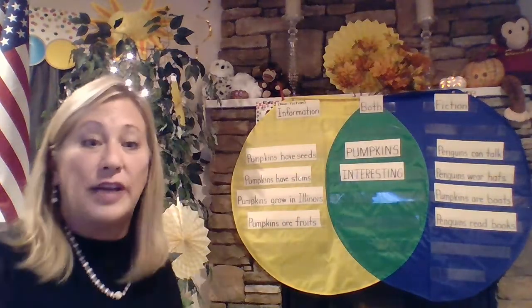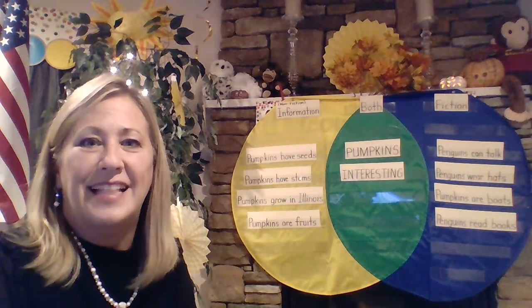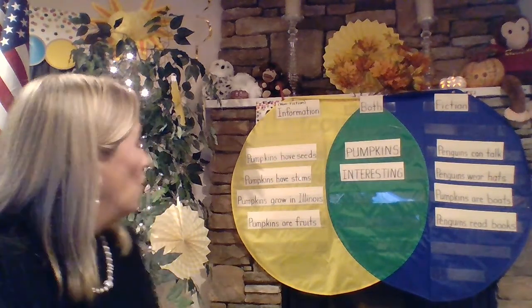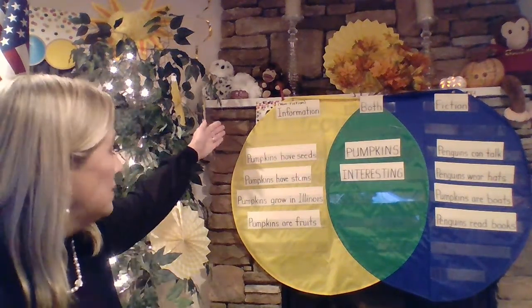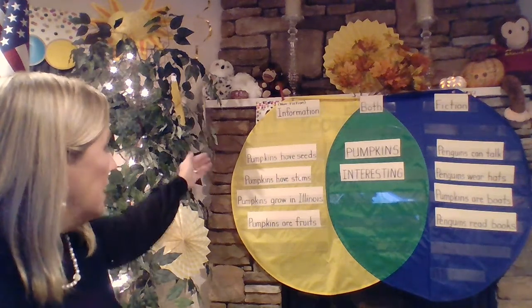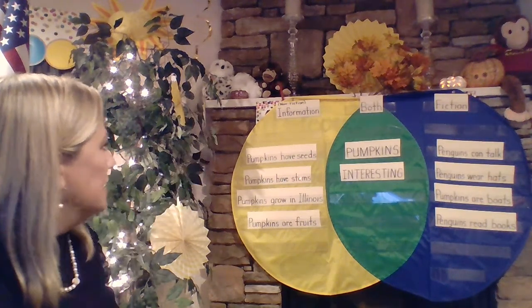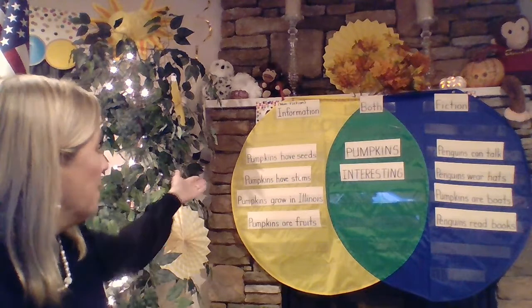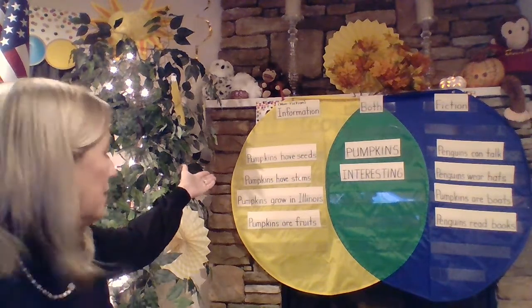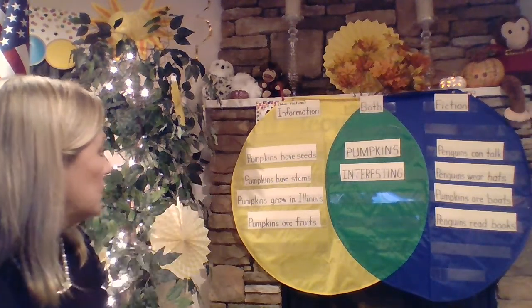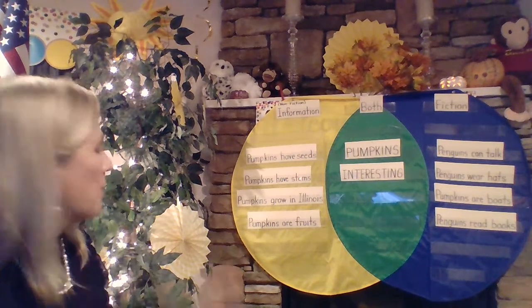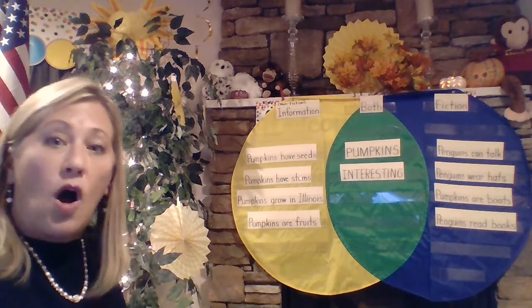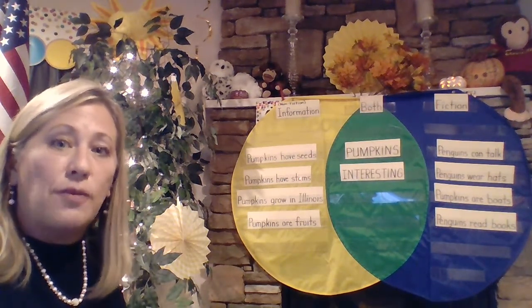Wow. Let's take a look at our Venn diagram now and let's see what we've learned. We learned that information books, which are nonfiction books, have things like: pumpkins have seeds. That's a fact. Pumpkins have stems. That's a fact. Pumpkins grow in Illinois, and pumpkins are fruits. Those are all facts, pieces of information.